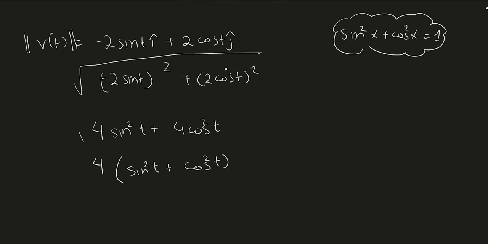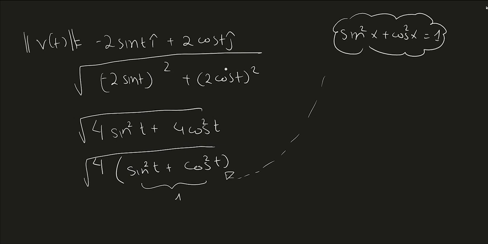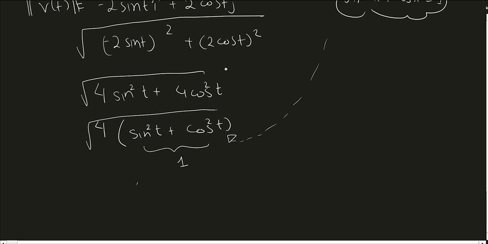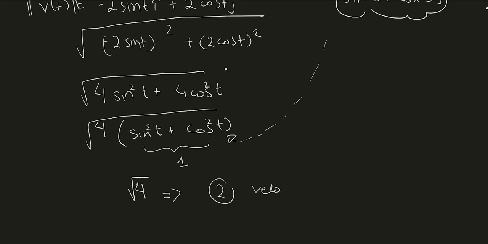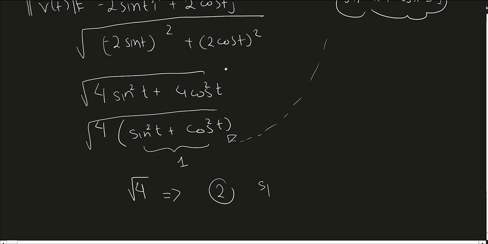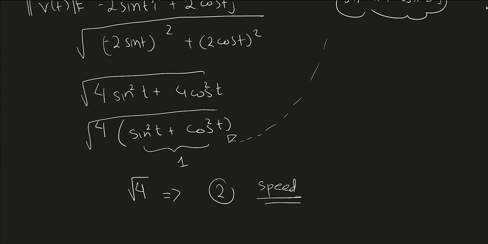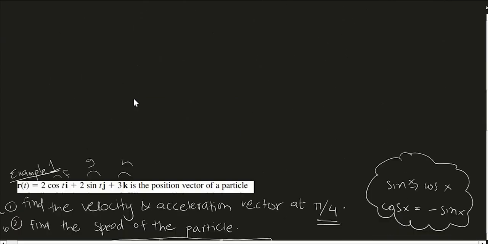Now we can use this trig identity over here. Applying the trig identity, sine squared of t plus cos squared of t equals 1. So we're just left with 4 under the square root, and the square root of 4 gives us 2. So this is the speed of the particle. Okay, so we're done with part B as well. So that was it for this video. Thanks for watching. Bye.